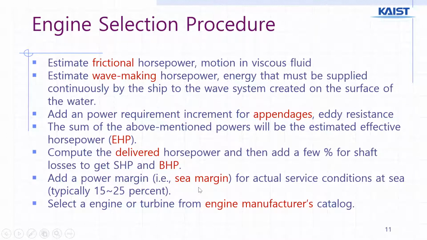That margin is called the sea margin, because the sea has waves, wind, and current. So there is bad weather and good weather. By experience, you usually have a 20% additional margin. And then you can select an engine from the engine maker's brochure, or a turbine. So for a diesel engine, you use the engine manufacturer's catalog.